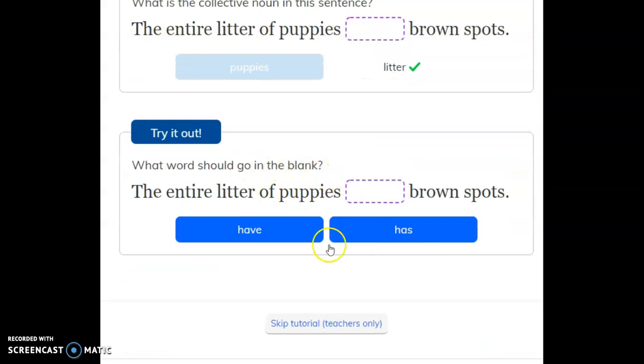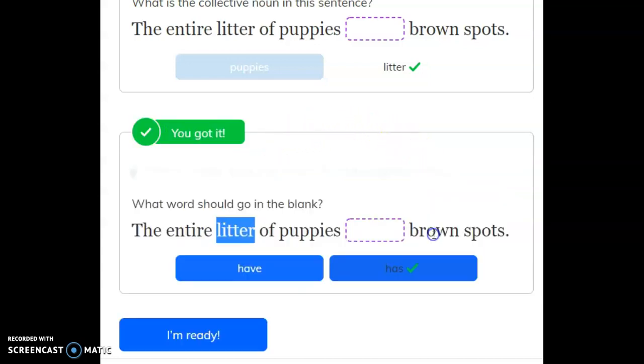What word should go in the blank? The entire litter of puppies, blank, brown spots. And we know that the collective noun here is litter, so we want to make sure that our verb matches this collective noun. The entire litter of puppies has brown spots, or the entire litter of puppies have brown spots. Litter goes with the singular verb has.